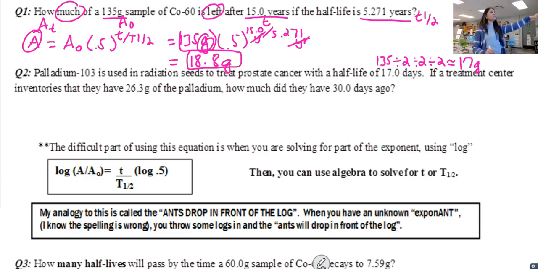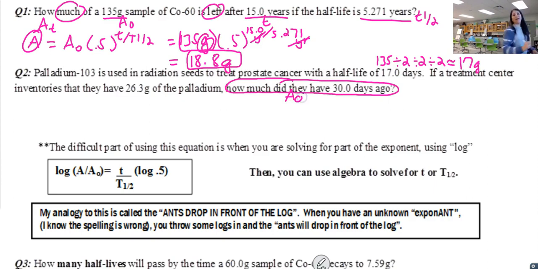So this next question says that we want to know how much they had 30 days ago. So it says how much did they have 30 days ago, which means we're actually looking for the original amount. We're looking for A0 now, okay?